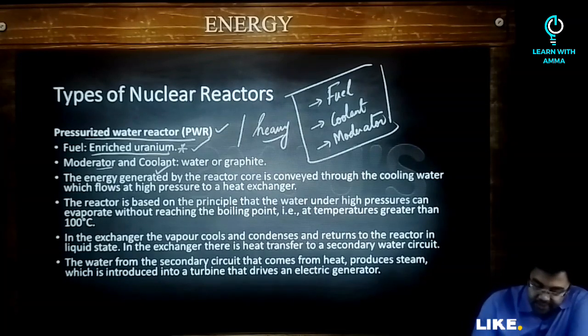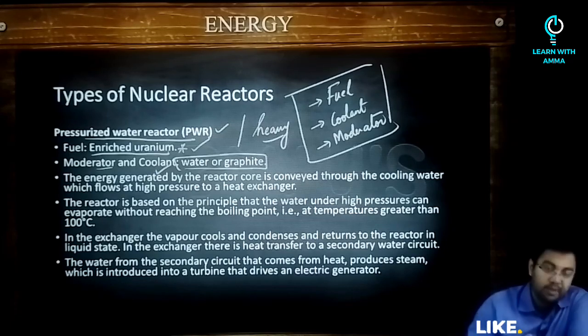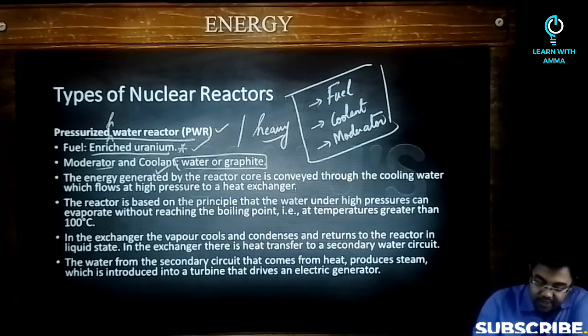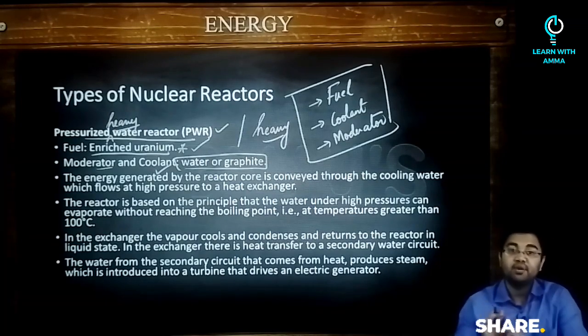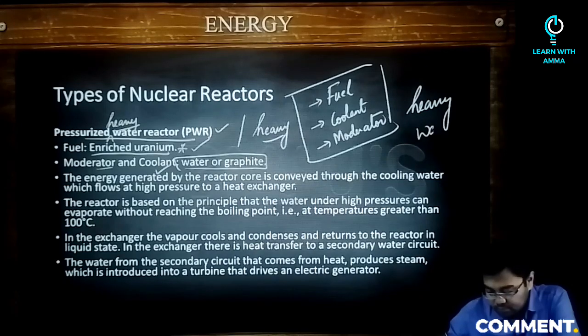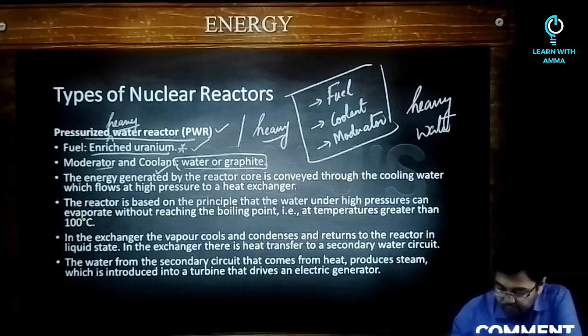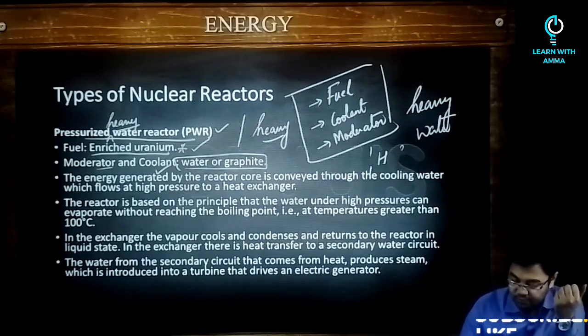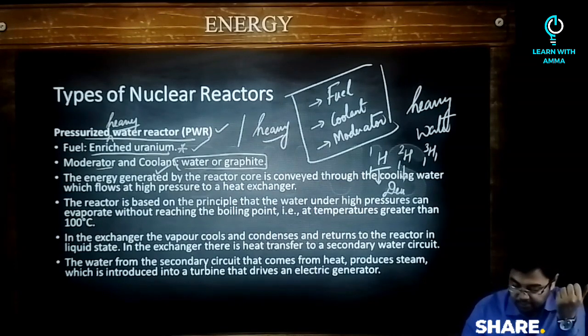The moderator and the coolant are either water or graphite. So in case of a pressurized heavy water reactor, instead of it being water, it will be heavy water. What is heavy water? When we talk of heavy water, what you know is that there are different isotopes of hydrogen, right? What we discussed: 1H1, 2H1 and 3H1. So this is the normal hydrogen. This is called deuterium. And this is called tritium.